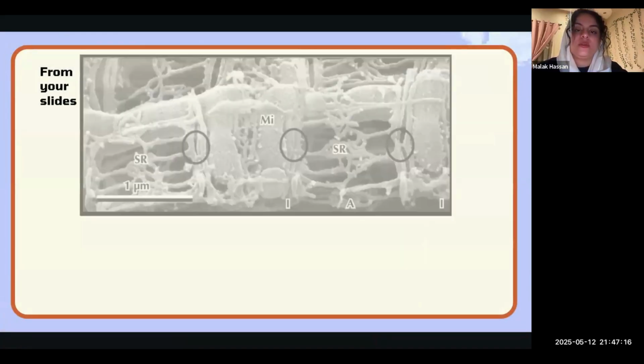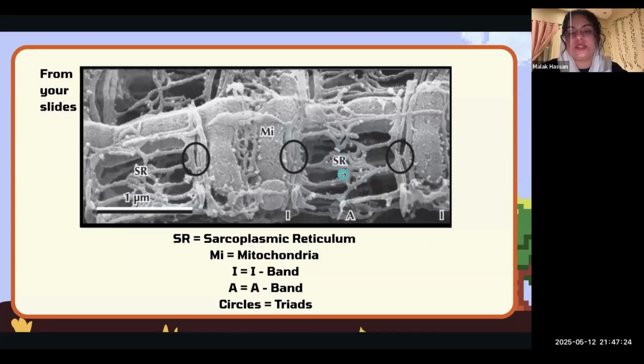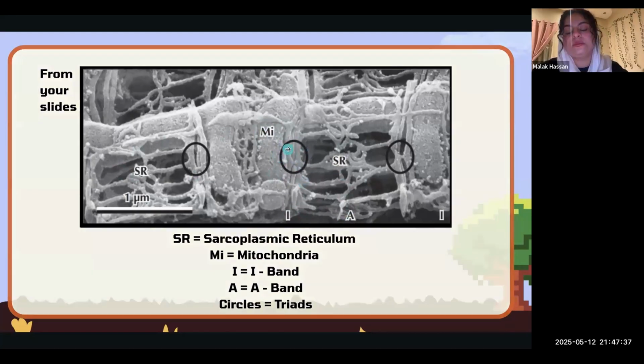Now, what is this? This is an electron microscopic image. So what are each of these things? What is SR? SR is the sarcoplasmic reticulum. MI is the mitochondria. I is the I band. A is the A band. And this is the AI junction. And the circles happen at the AI junction. So this is the triad.